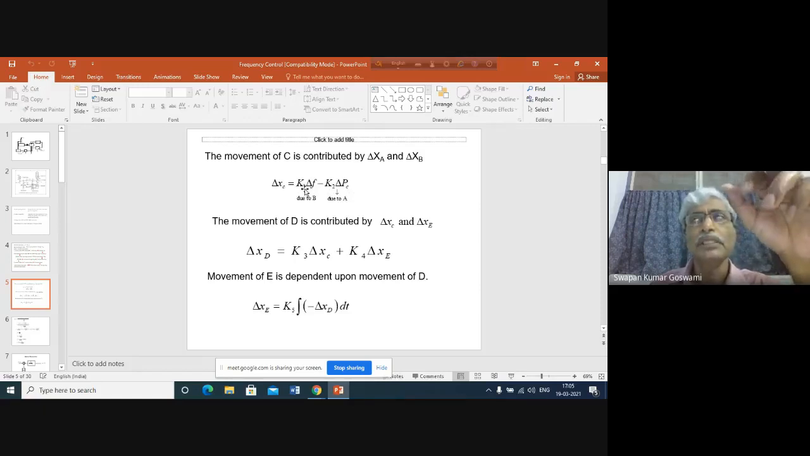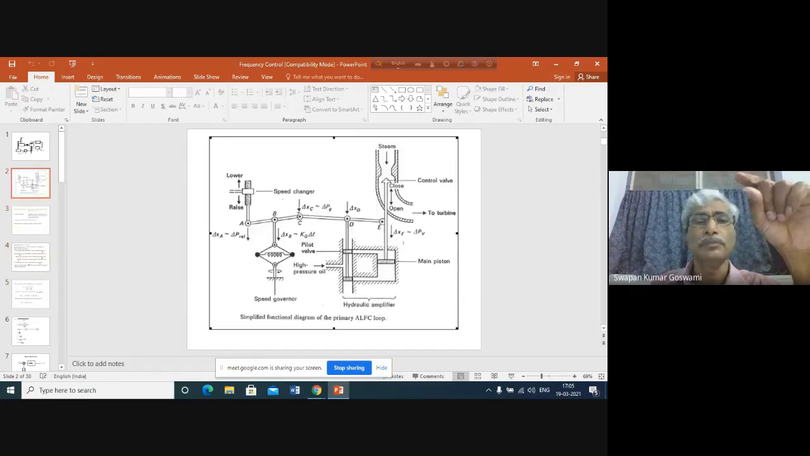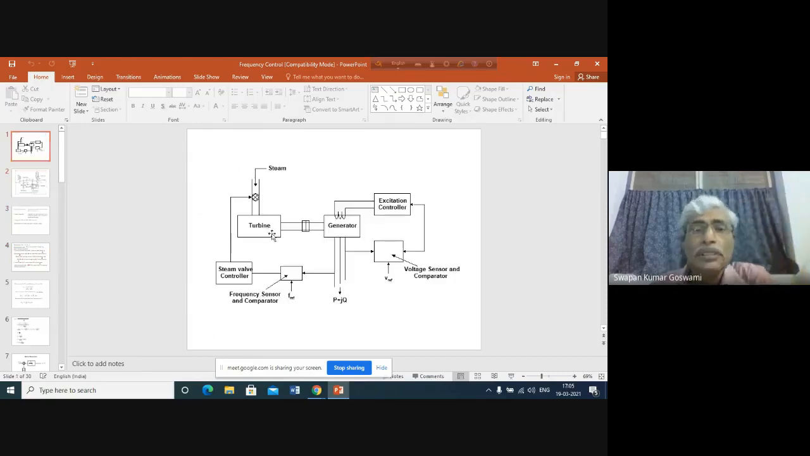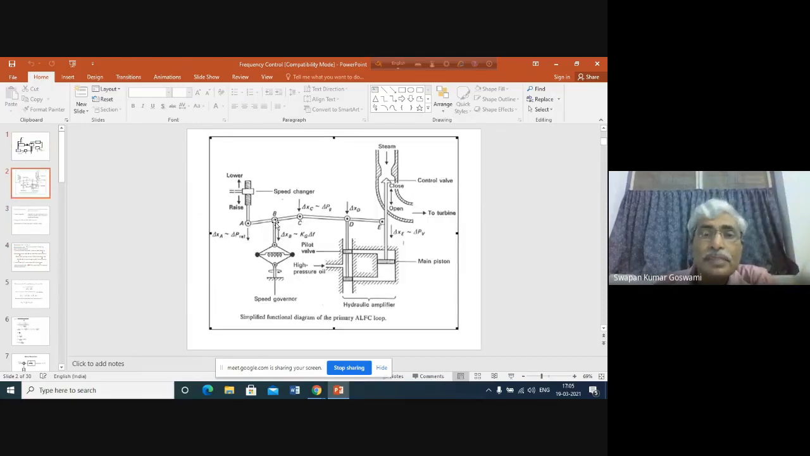This is representing the movement of B. How is it representing the movement of B? How may the position of B be changed? Obviously, it may be changed by the change in the speed of the flyballs. There is no other alternative. The position of B may only be changed if the speed of the generator changes.